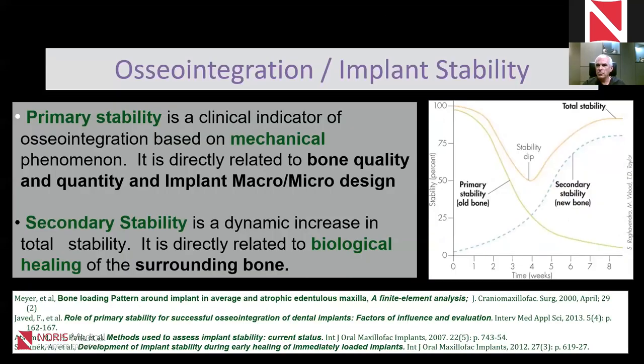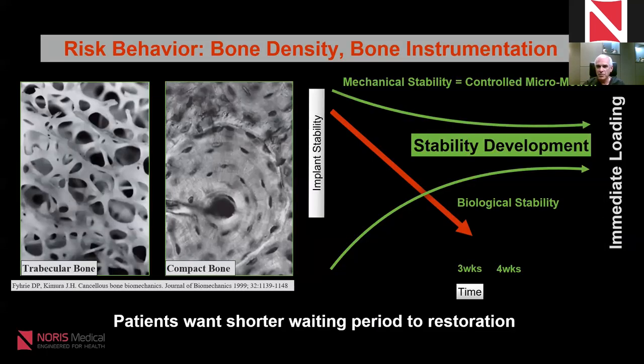When we talk about mechanical stability, of course, you can undersize your implant preparation, what we have done in the past, in order to get primary stability. And then secondary stability will start to follow. And in 3 to 4 weeks, that will be our weakest point.